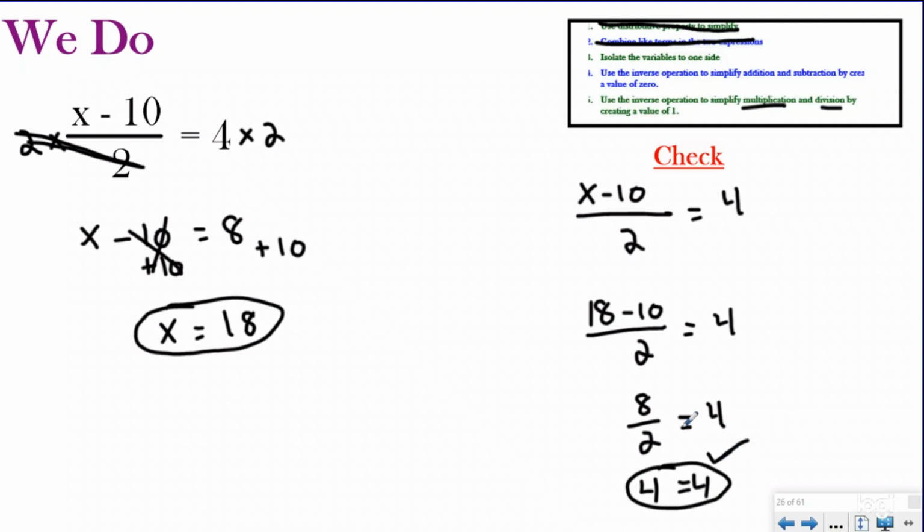At first people think it's difficult when they look at it, but if you just follow the same steps and use your inverse operations, it actually becomes one of the easier questions you're going to have to do, because as soon as you get rid of the fraction, you're good to go.